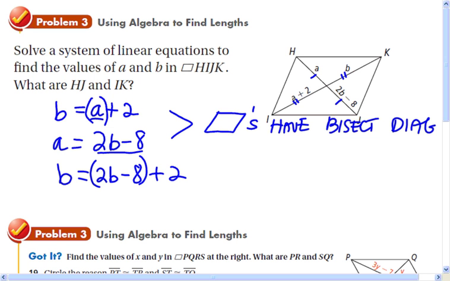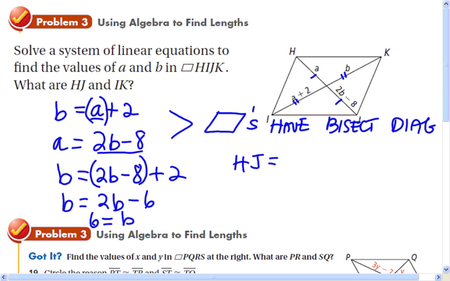I put what a is equal to where a was in the original equation. So now I'm just going to simplify that, and I get b is equal to 2b minus 6. And if I use the addition property of equality, I'm going to add 6 to both sides and add negative b to both sides, and I get 6 is equal to b. Okay. Now I need to find my two values.